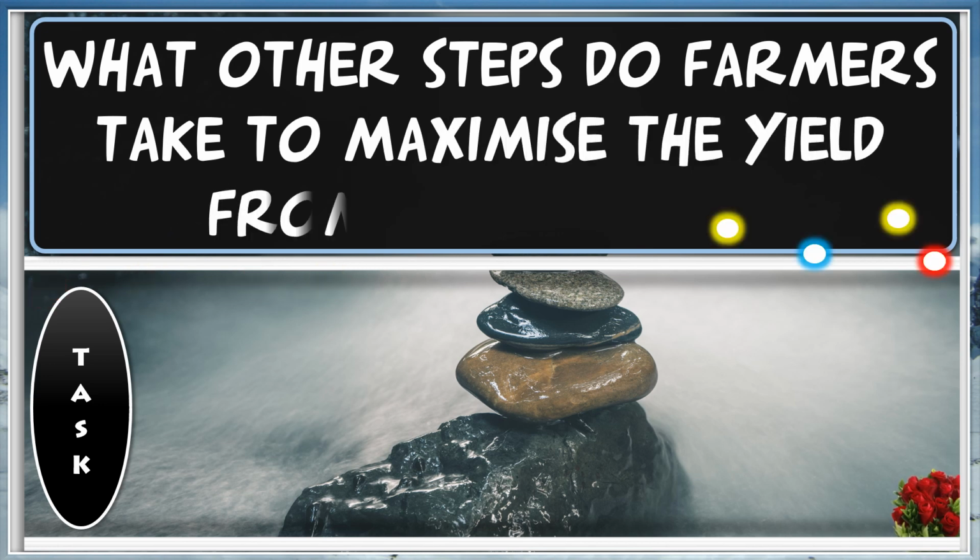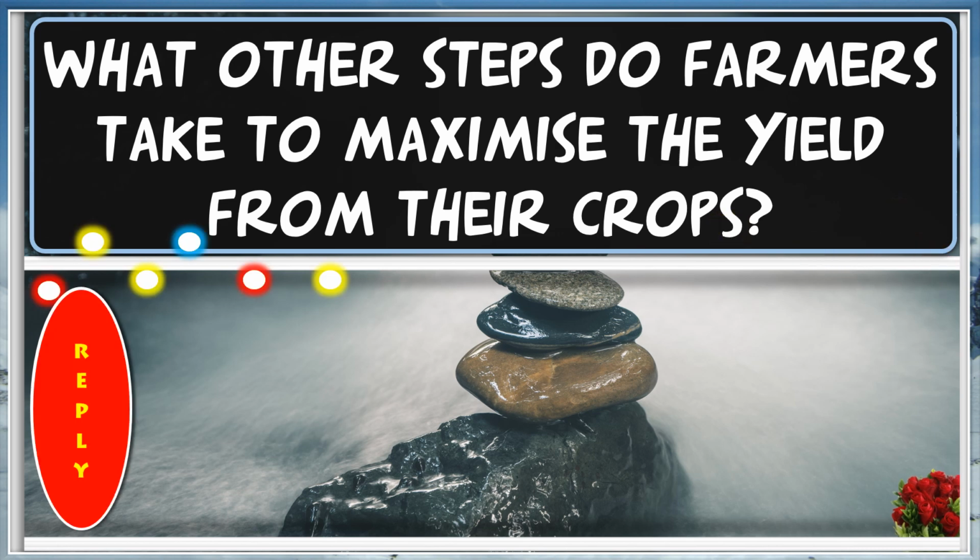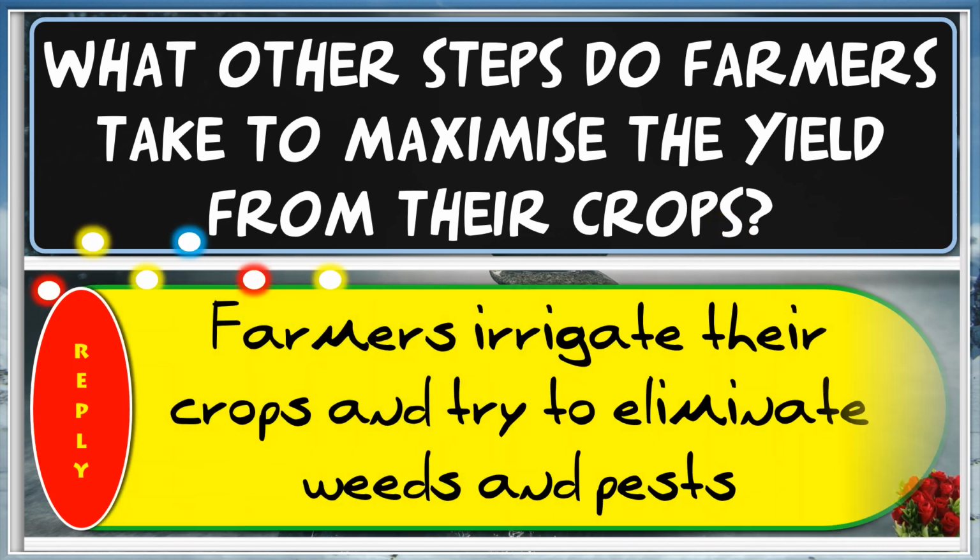What other steps do farmers take to maximize the yield from their crops? Farmers irrigate their crops and try to eliminate weeds and pests.